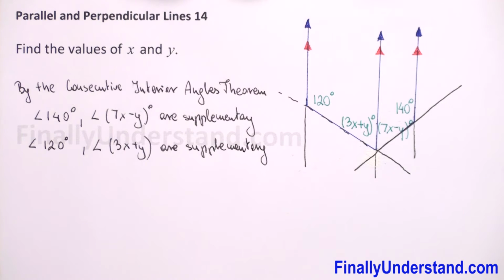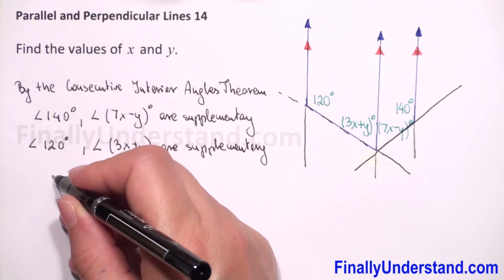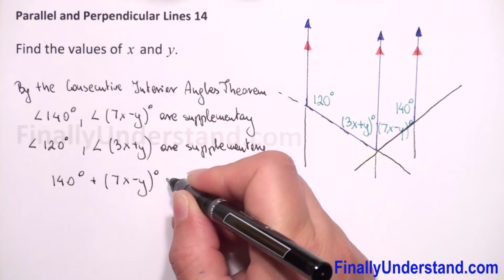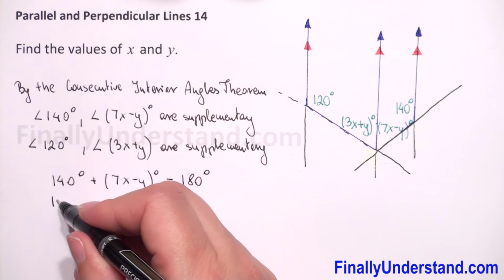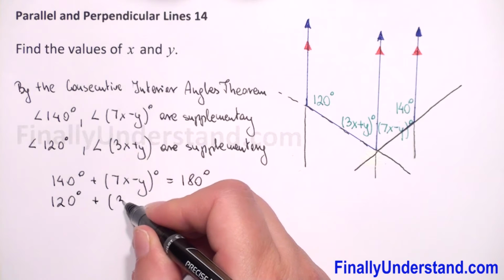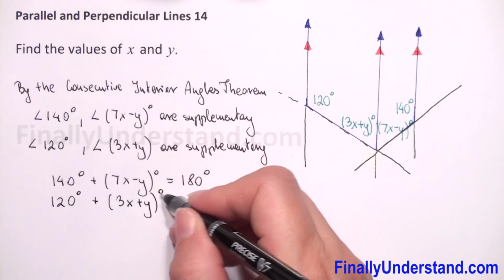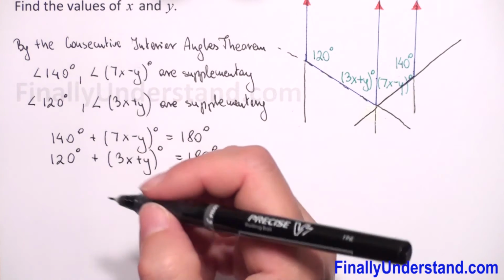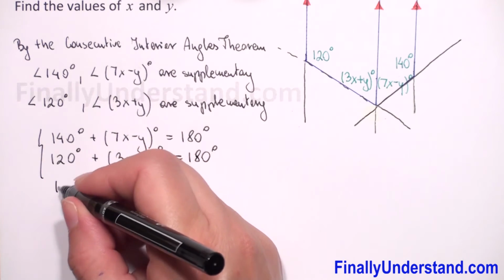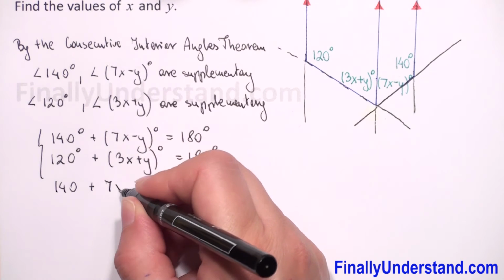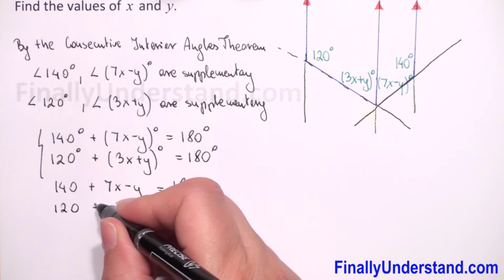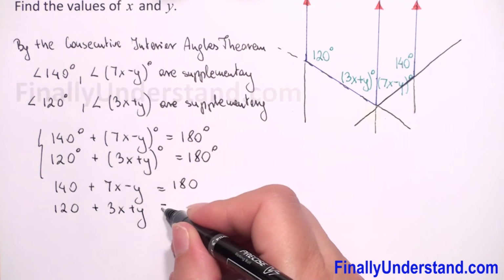So we will have two equations and two unknowns. So we have 140 degrees plus 7x minus y degrees is 180 degrees, and 120 degrees plus 3x plus y degrees is 180 degrees. So now let's forget about degrees. So we have 140 plus 7x minus y is equal to 180, and 120 plus 3x plus y is equal to 180.